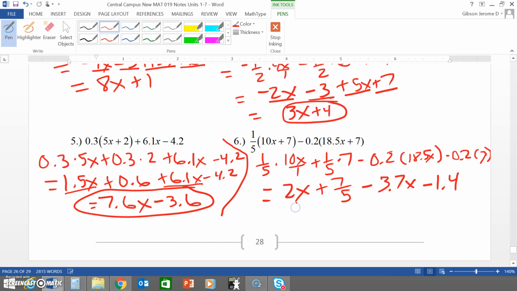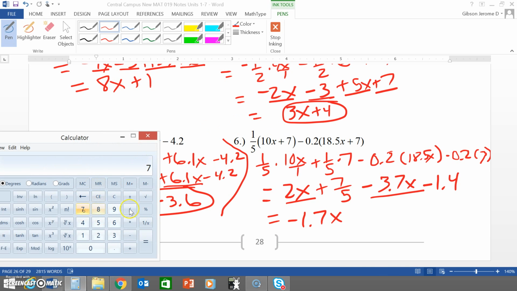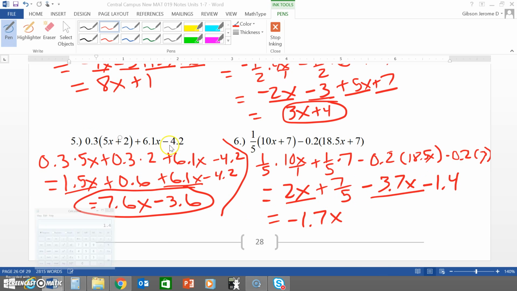Now we combine like terms. 2x minus 3.7x will give us a negative 1.7x. 7/5, we'll put that in the calculator. 7 divided by 5. That gives us 1.4. So this is really 1.4 minus 1.4, which is 0. So this would be the final answer here.